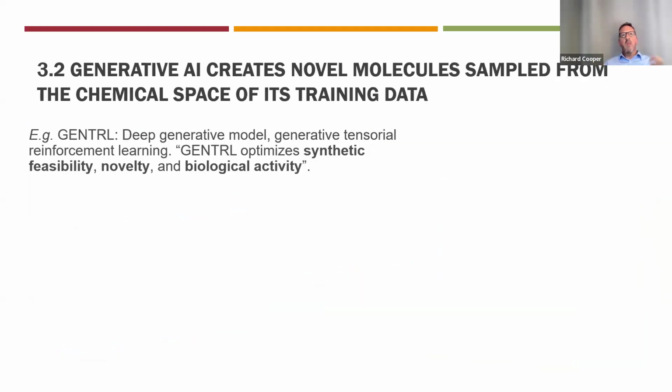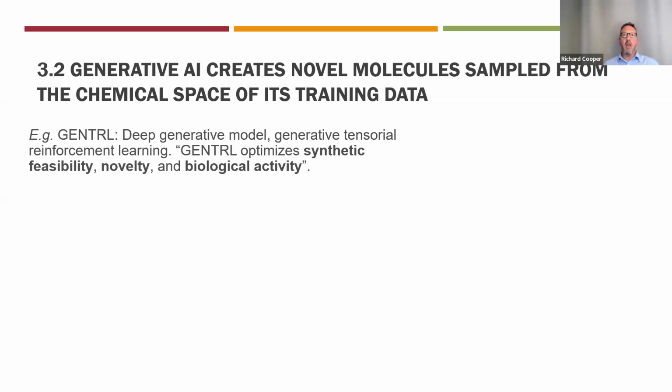So generative AI works by creating novel molecules sampled from the chemical space of its training data. So the idea is it can just find new molecules that are in that chemical space, sample from that distribution, and maybe they'll have the same properties.